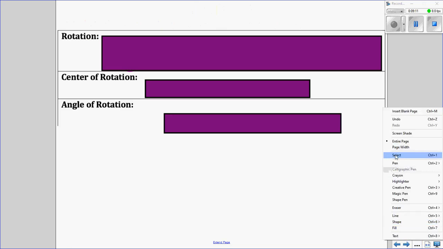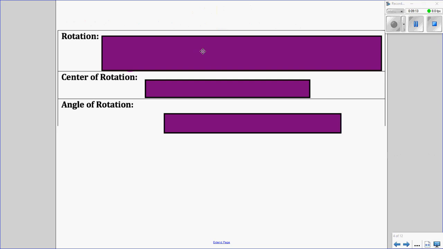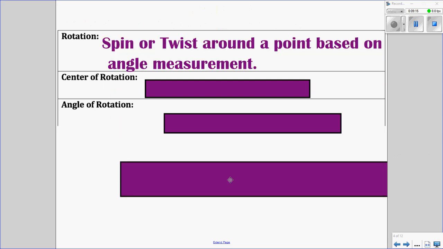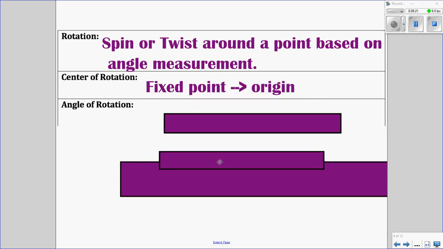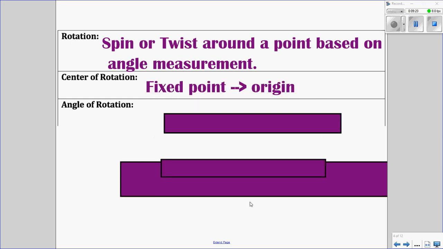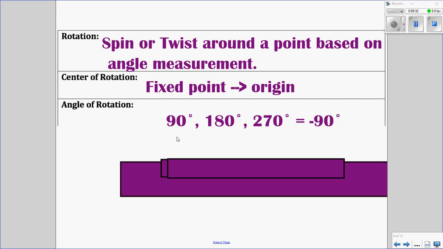So our definition for rotation is a spin or twist around a point based on an angle measurement. The center of rotation is a fixed point, the origin, and that origin is 0, 0. Angle of rotation, it's either 90 degrees, 180, 270, or negative. 270 is equal to -90.